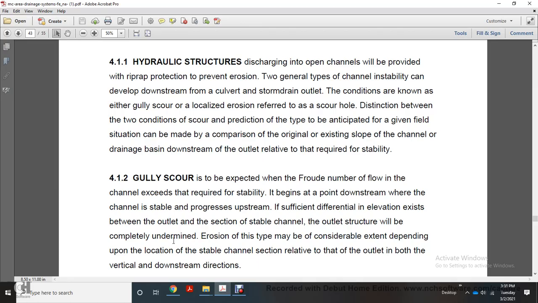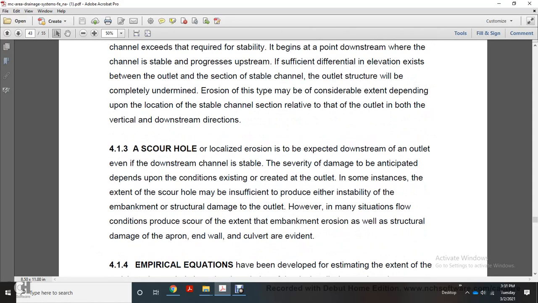The outlet structure will be completely undermined by erosion, with the extent depending upon the location of the stable channel section relative to the outlet, in both the vertical and downstream direction. Scour hole: localized erosion is expected downstream of the outlet even if the downstream channel is stable, with the severity of the damage depending on the conditions existing at the outlet.